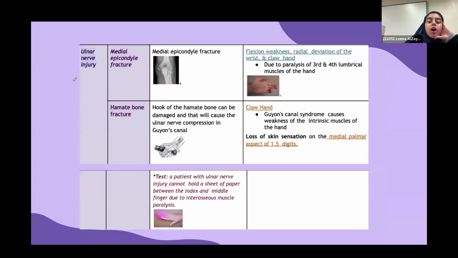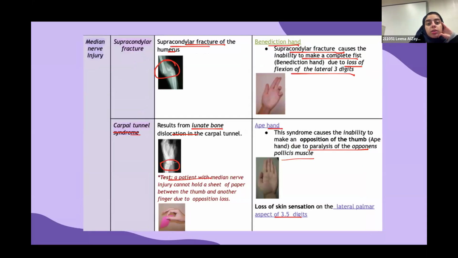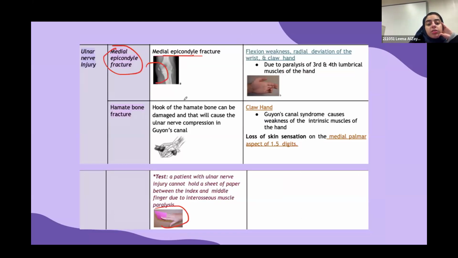And then you have the ulnar nerve. The ulnar nerve is completely opposite to the median, because to test it, you don't test it with the thumb and the index. You test it with the index and the ring finger like this, and the middle finger like this, and you hold the paper, because for the third and fourth finger it does the muscle. So if you fracture from the medial epicondyle, okay, so differentiate, this is the supracondyle and this is the medial epicondyle. Or you can break it from the hook of the hamate bone in the hand actually, and it would compress the nerve at Guyon's canal.